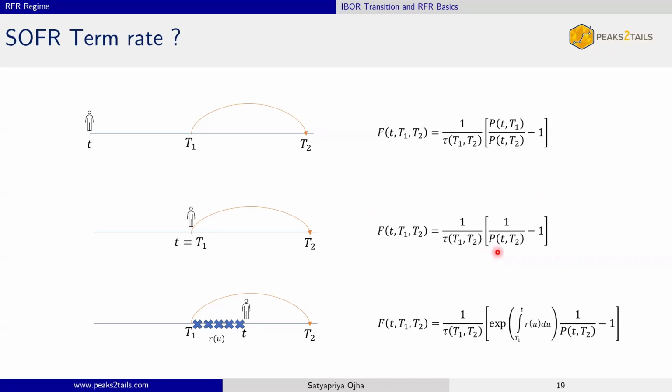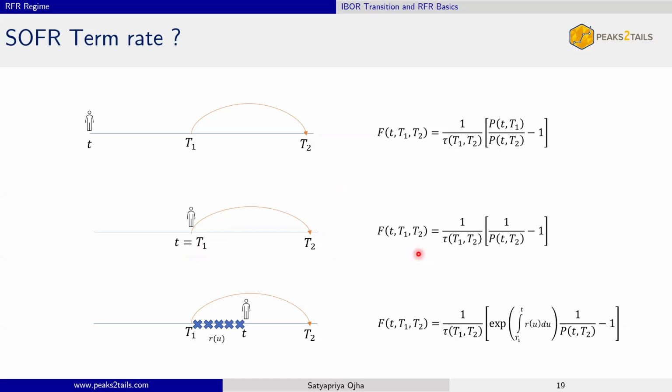In LIBOR days, we could use this formula and just relax for the rest of the period. Relax in the sense we know exactly that whatever you found here as the floating rate, that is the floating coupon that you'll get. There is going to be no change to that in the interim. So you already know that this is the rate I'm going to get. End of story.